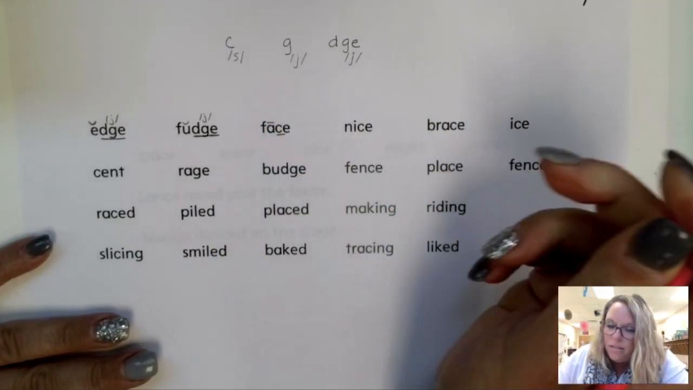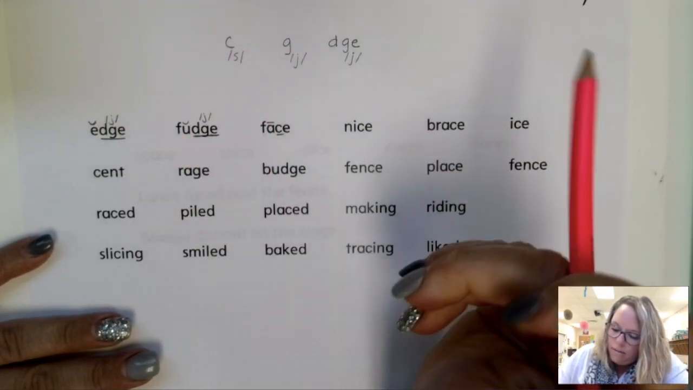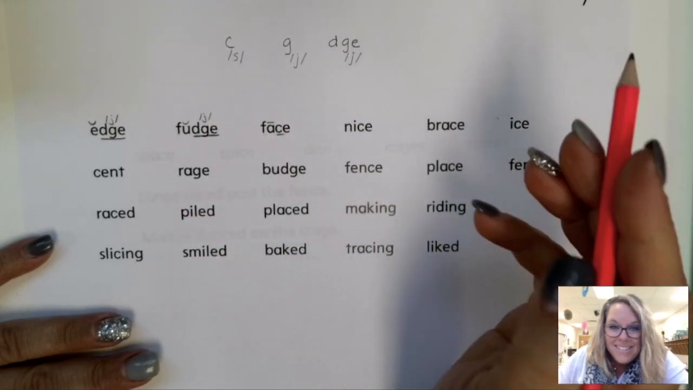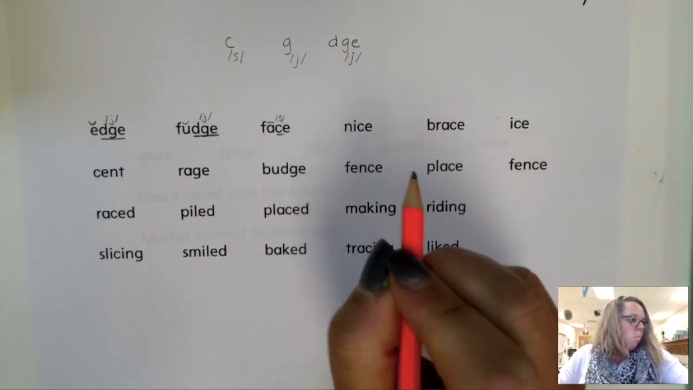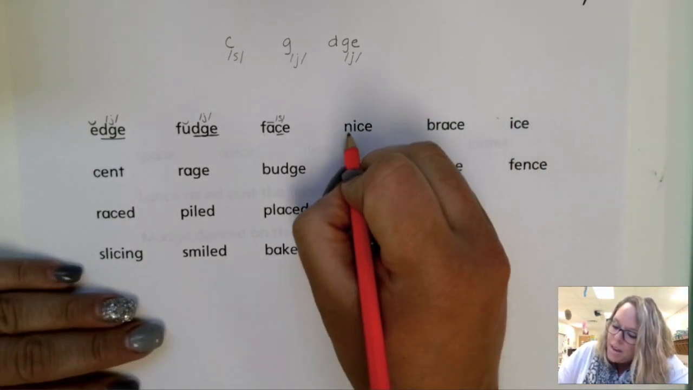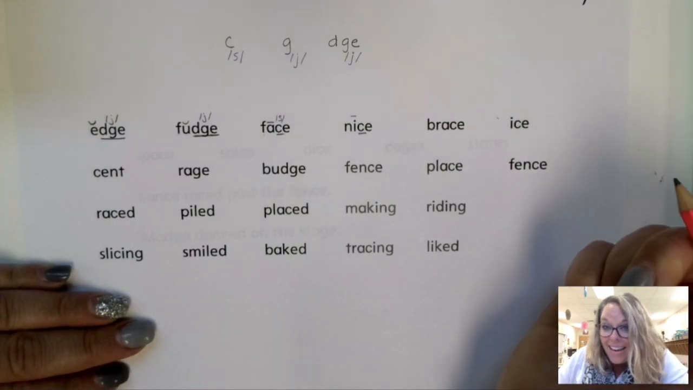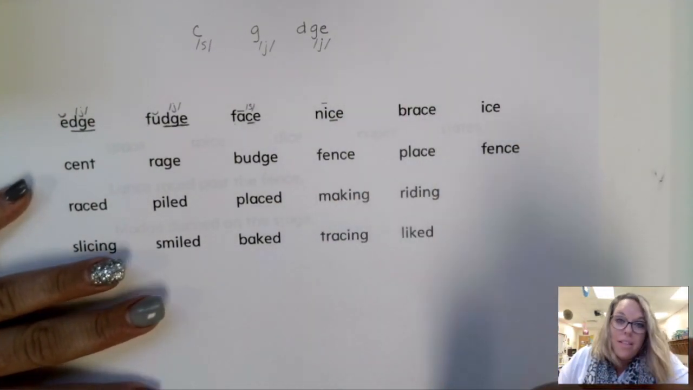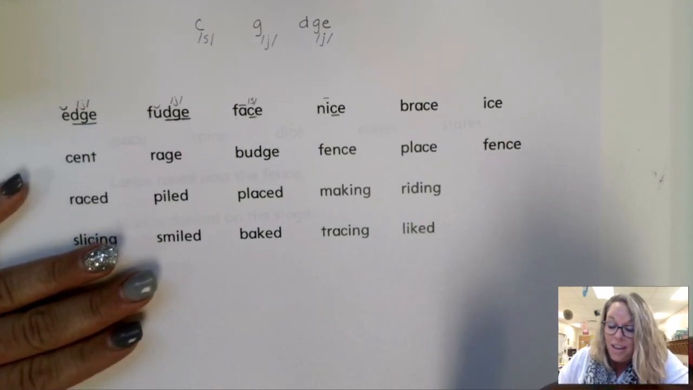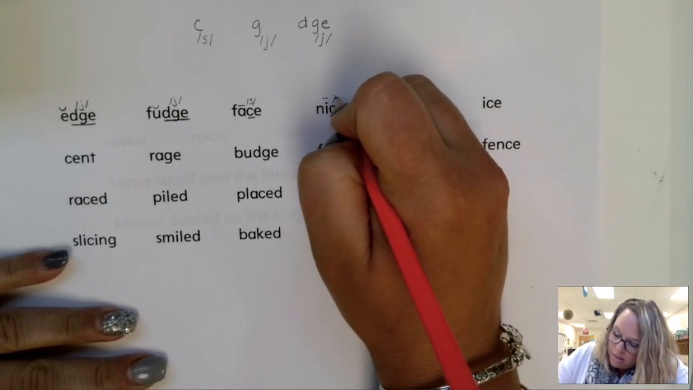Face. You need to underline the C in face because it makes the S sound. Okay? Nice. Underline the C again because we have the soft C sound, which says S.